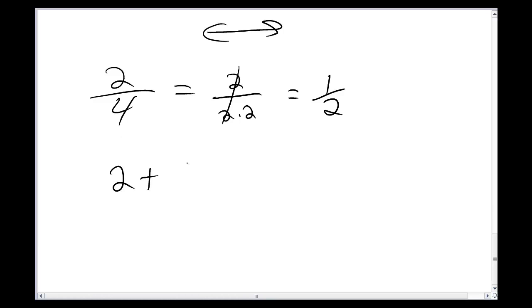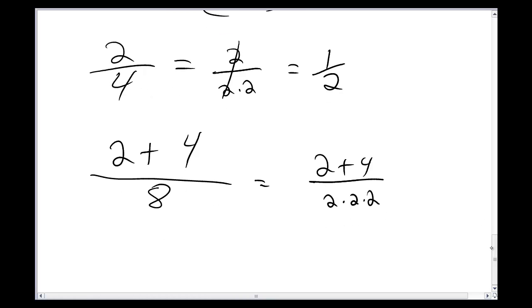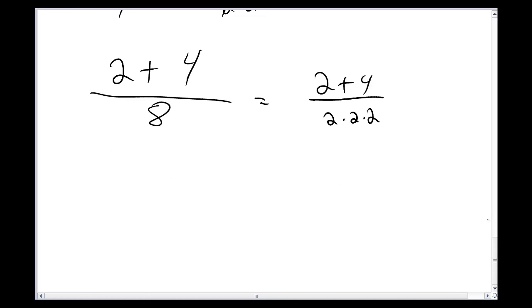What if I have 2 plus 4 over 8? Well, I can rewrite this as 2 plus 4 over 2 times 2 times 2. And I might be tempted to do some cancellation, which would be a perfectly fine thing to do. Before I do that cancellation, let's look at what I'm really dealing with here.